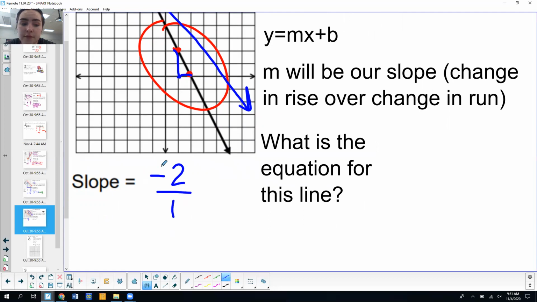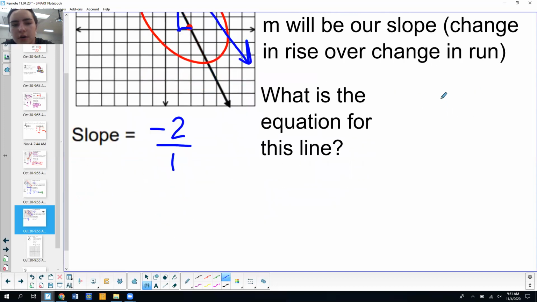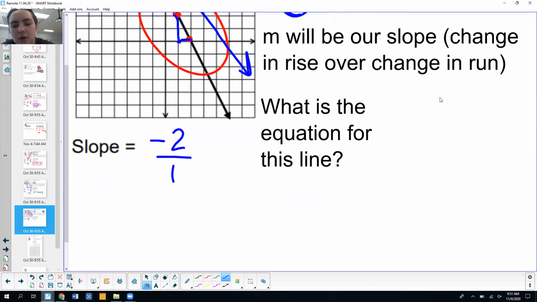It's just -2, right? Good. So our slope is going to be -2. We're going to plug that slope in for m, because m is our slope, which is our change in rise over change in run. So our line is going to be y equals -2x.